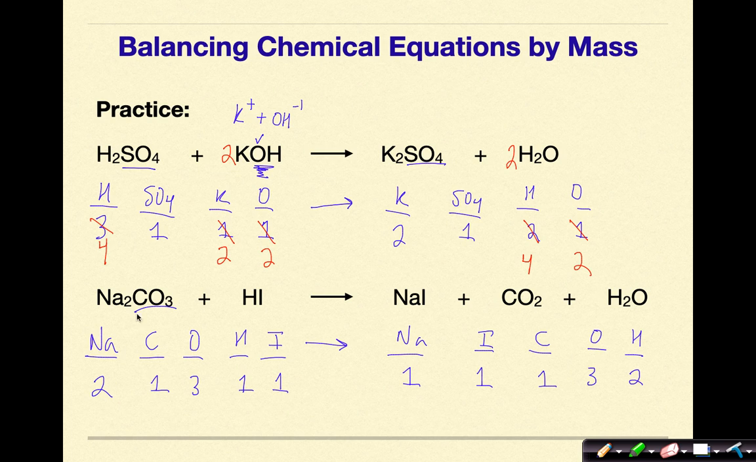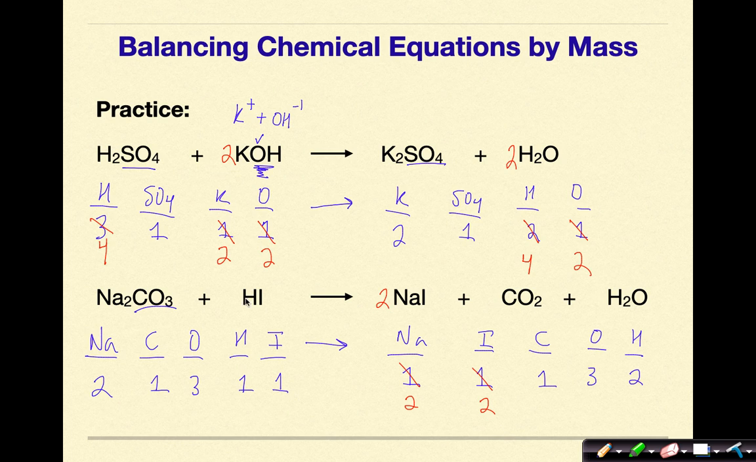All right, let's double check our tally. On the left side, 2 sodiums, 1 carbon, 3 oxygens, 1 hydrogen, 1 iodine. On the right side, 1 sodium, 1 iodine, 1 carbon, 2 plus 1 are 3 oxygens, and finally 2 hydrogens. I have 2 sodiums on the left, 1 on the right. I'm going to put a coefficient of 2 here to balance my sodiums, but that changes the number of iodines as well, from 1 to 2.